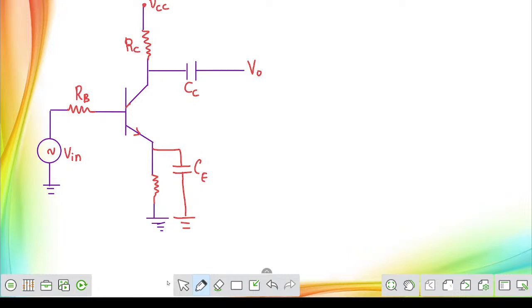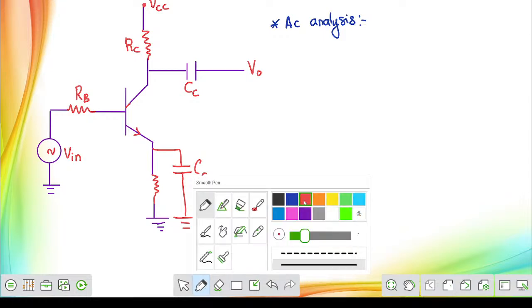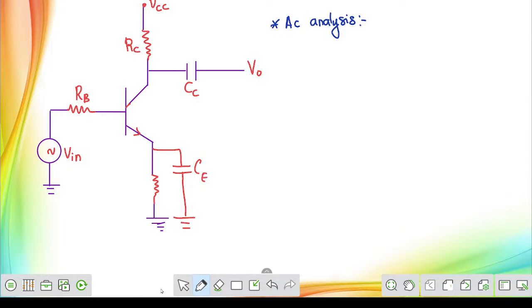First step, in order to explore all these parameters, you will have to perform AC analysis. Only in AC analysis are we calculating all these parameters. As we are preparing for BARC and TRB, very small questions will be asked. They will not ask detailed explanations. So it is not important how detailedly we derive. All you have to know is how to perform it.